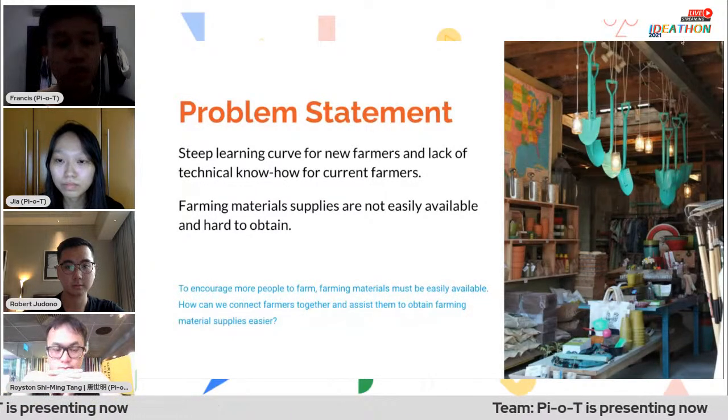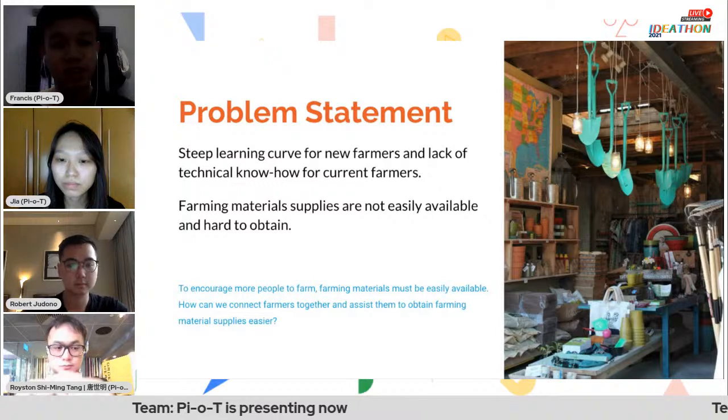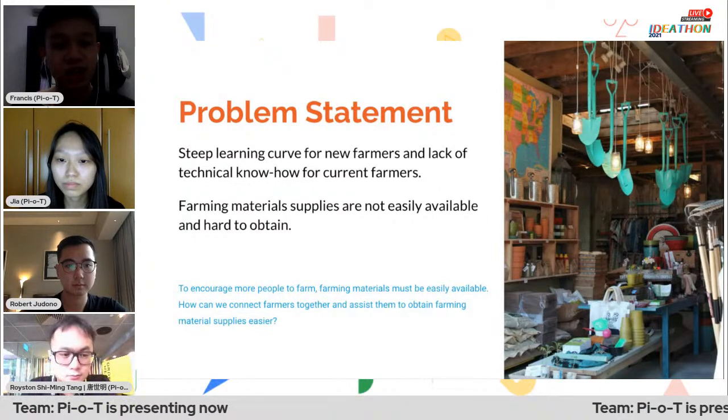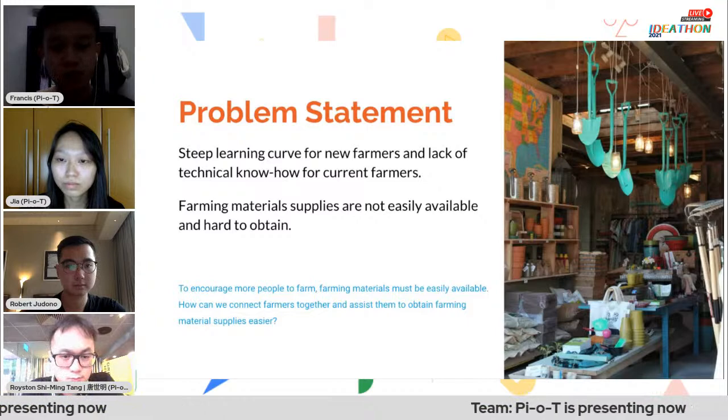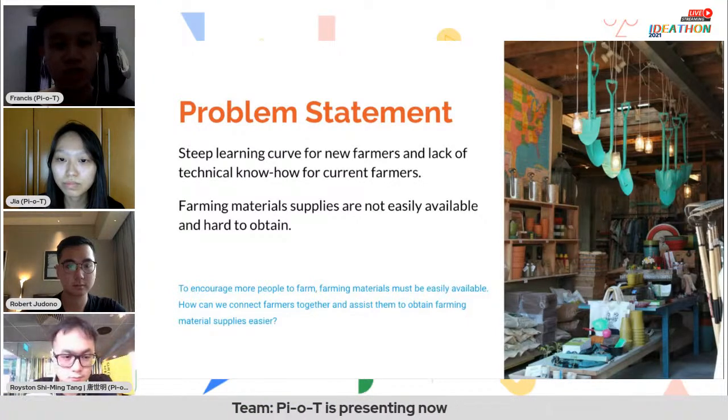To encourage more people to farm, we thought that we must make farming materials more easily available. And how can we do that while also tying it to our vision of connecting farmers together?